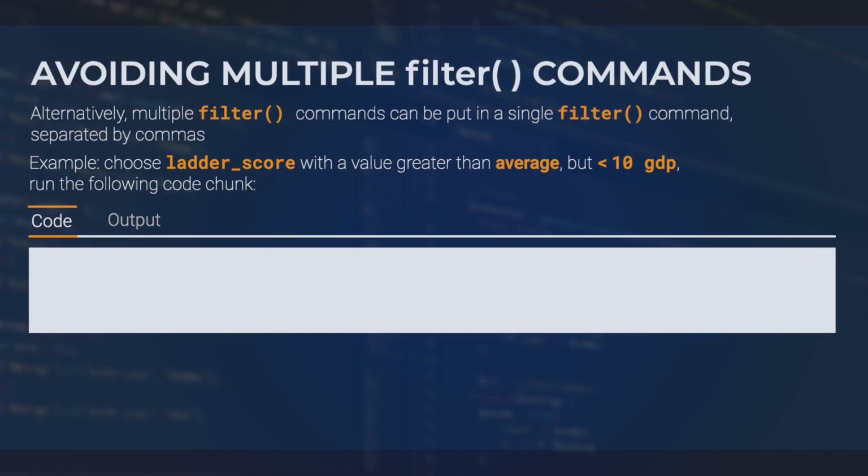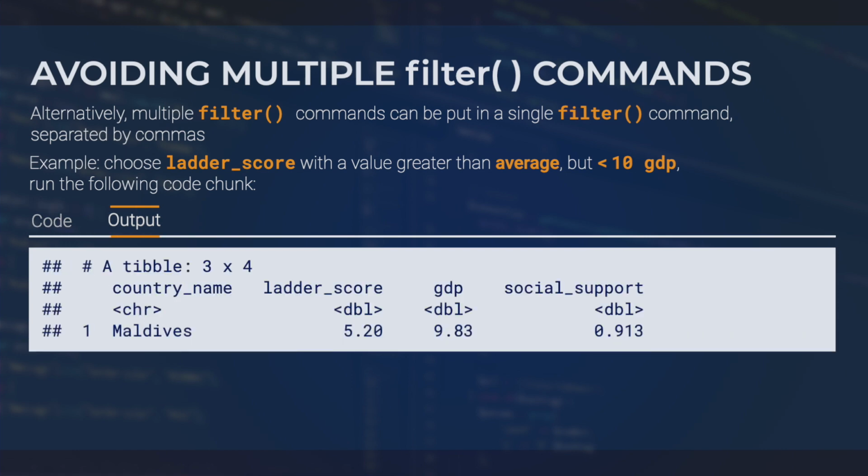Alternatively, instead of typing out multiple filter commands, you could just put all the conditions in 1 filter command, like this. In this case, the 2 filter conditions are placed within 1 filter function, separated by a comma. And we can see that the output is the same as before. So there you go. You now know how to use the filter function from the dplyr package.